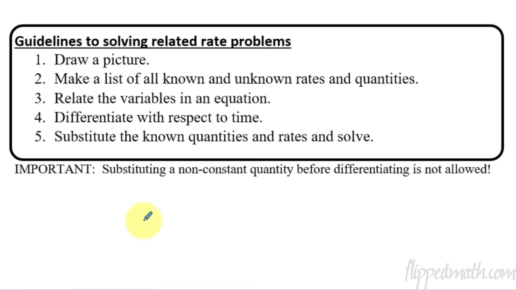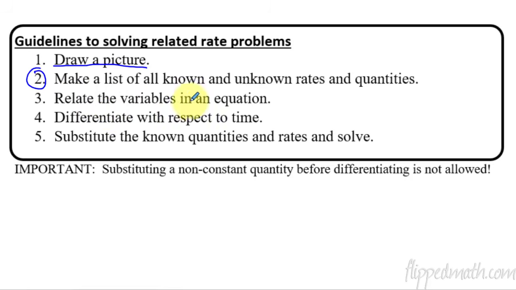Here I've given you a bit of an outline of some guidelines to help you solve related rate problems. So the first thing is, I would recommend that you always try to draw a picture. Understand what's happening for the situation so you can start labeling different dimensions and quantities. Then we make a list of all the known and unknown rates and quantities. So let's think about this. Number 1, we've already did that one. We did draw a picture from our last lesson. Number 2 is new. We haven't done this yet, so that one's going to be new.